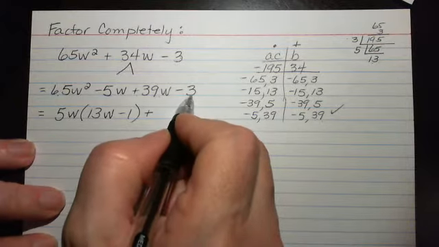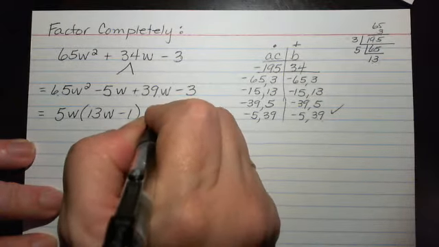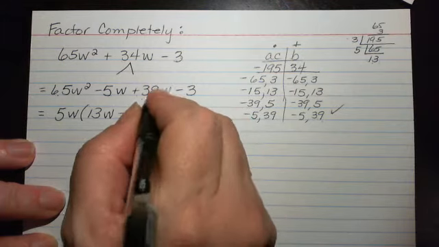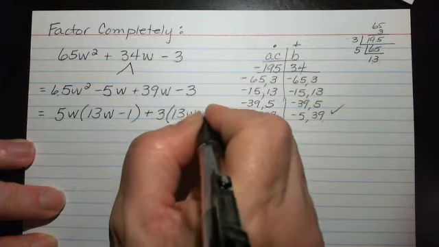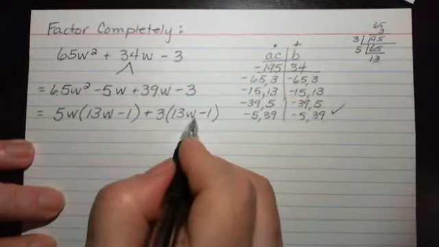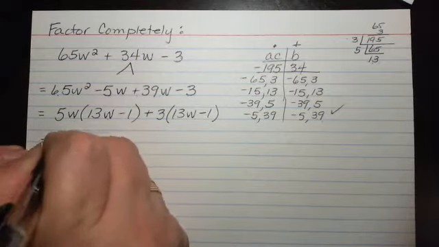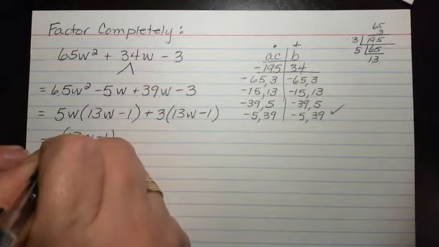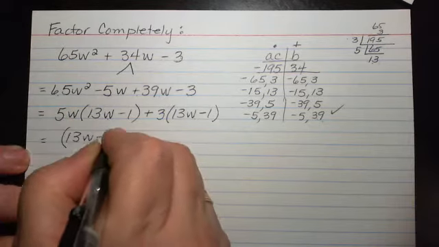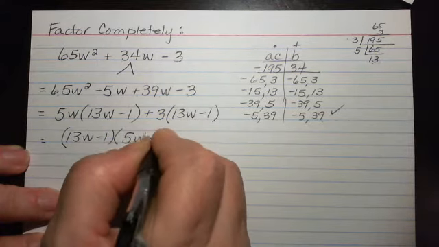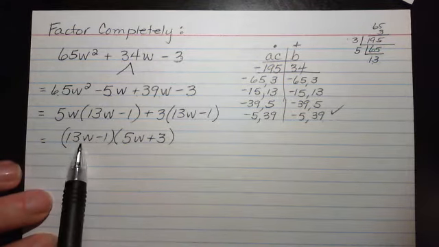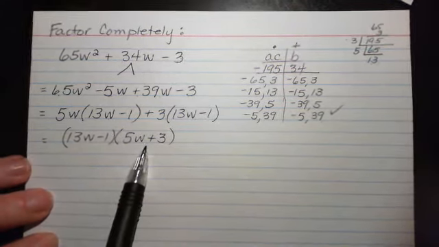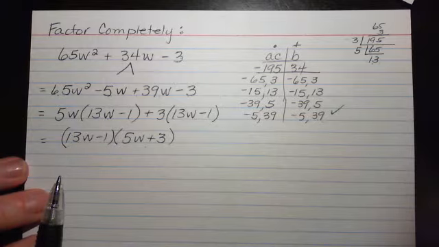Group 2 is going to start with a plus because group 2 starts with a plus. 39 and 3 have a common factor of 3. There's no variable common factor. So divide the 3 out, we have 13w. Divide 3 from negative 3, we have negative 1. And now we see we have a new common factor. 13w minus 1 is a common factor. Dividing that out leaves the factor 5w plus 3. And remember to check this by multiplying. Multiply these to make sure that you get this back. That's checking your factoring work by reversing it with multiplying.